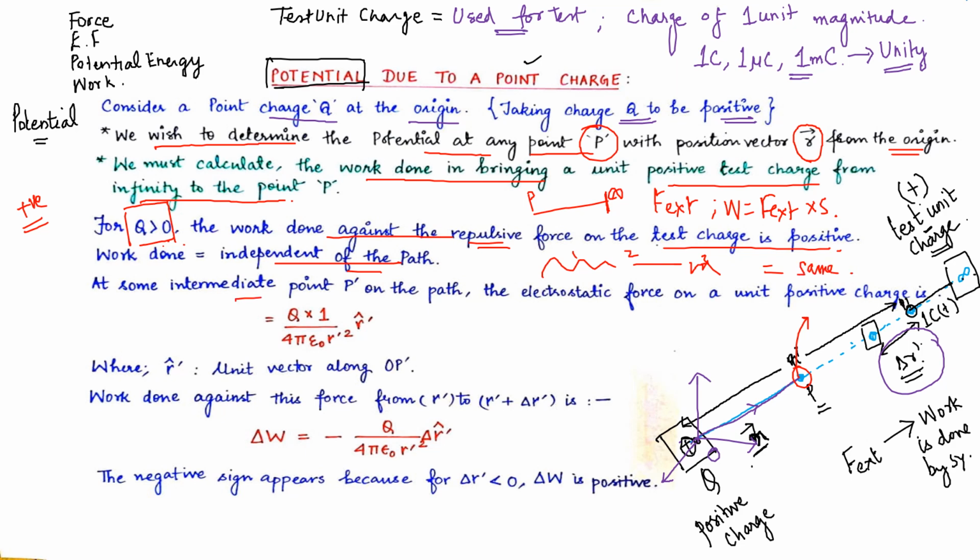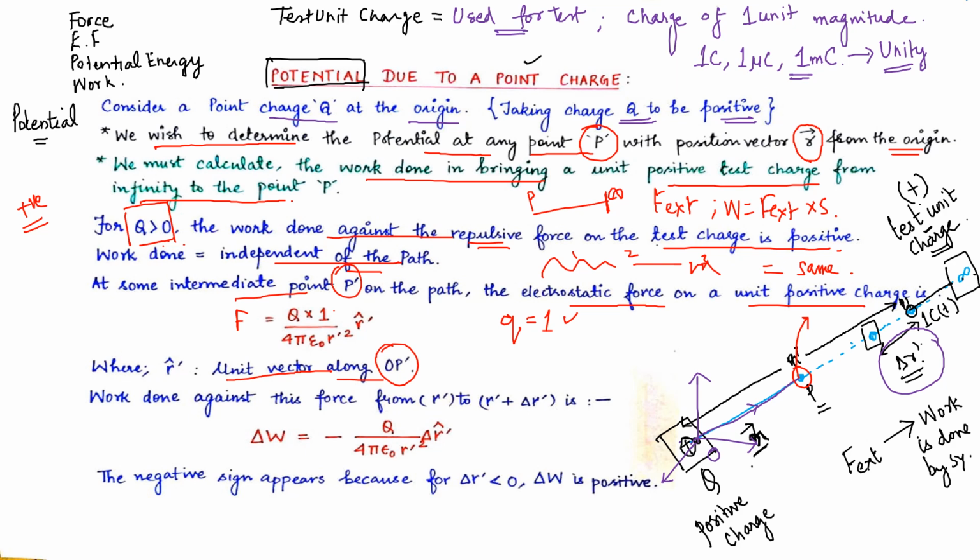At some intermediate point P dash on the path, the electrostatic force on the unit positive charge is given by, since it is a unit positive charge, our small q will turn out to be 1. Force will be given as Q into 1 divided by 4 pi epsilon naught into R square into R cap, where R cap is the unit vector along OP dash, the unit vector for the given distance.